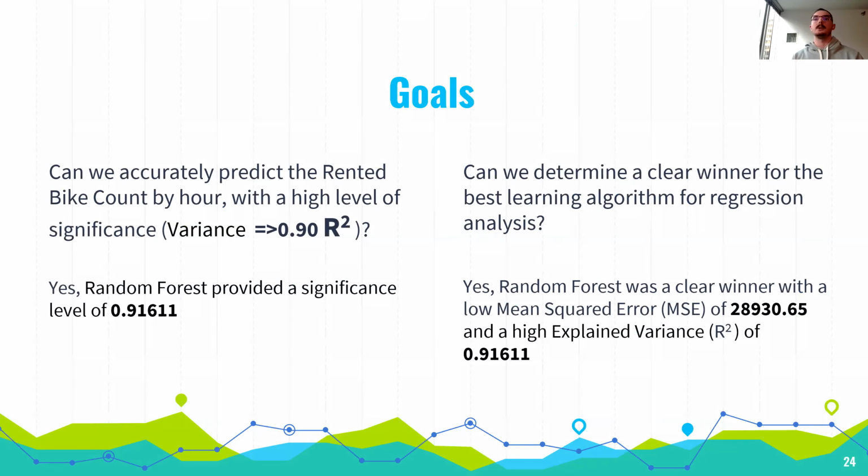So to conclude the presentation, we reflect back on our goals. Can we accurately predict the rented bike count by hour with a high level of significance? Yes, we were able to do that using Random Forest, which provided a significance level of 0.91611. We also wanted to determine if we can define a clear winner for the best learning algorithm for regression analysis. And again, Random Forest was the clear winner with a low mean squared error of 28,930 and a high explained variance of 0.91611.